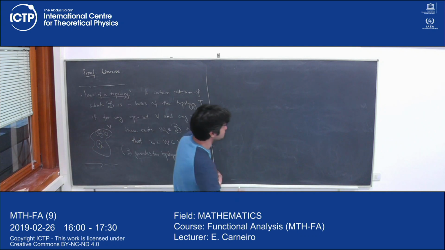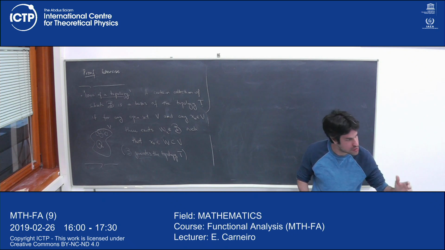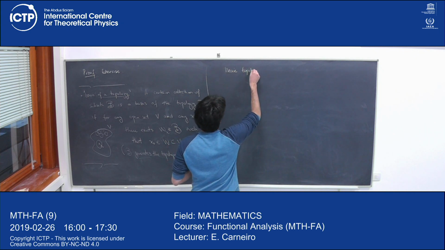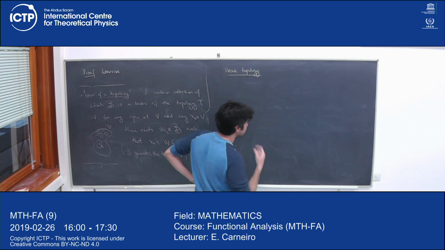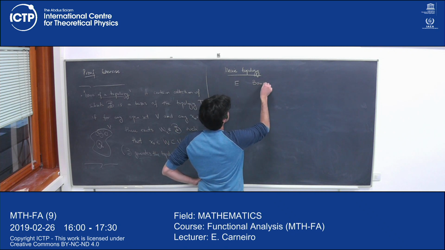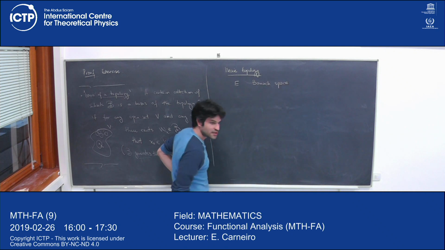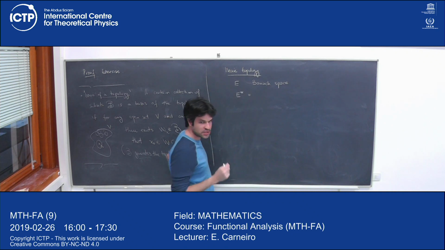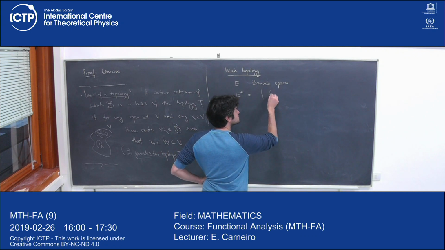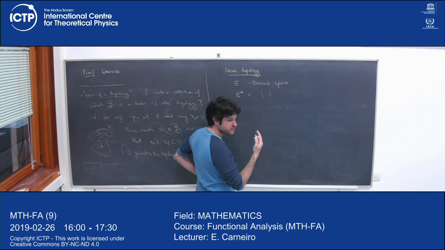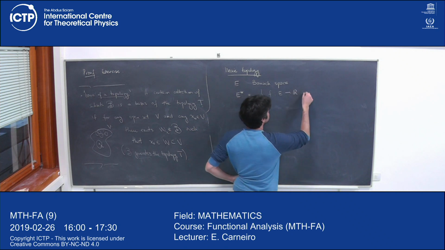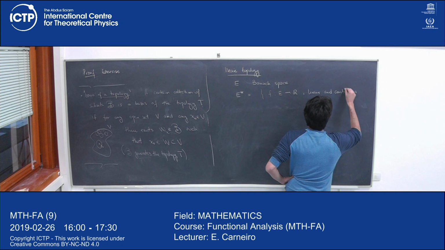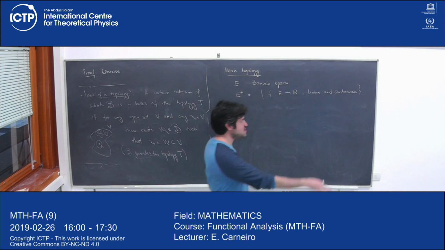Are we all good? So now let's try to define what is the weak topology on a Banach space. So, weak topology. Let's just fix E to be a Banach space for now. We have already talked about its dual, right? Its dual is the space that we call E star, the Banach space of the continuous linear functionals, so f from E to R, which are linear and continuous. You see, I already put here the word continuous.